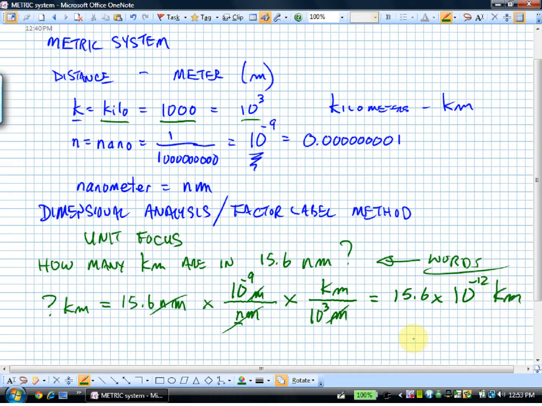And then to put it into standard scientific notation, I'm going to say 1.56 times 10, which is the same as 15.6, times 10 to the minus 12, or my answer is going to be 1.56 times 10 to the minus 11 kilometers. And the answer feels good to me because it is an incredibly small number, and that means there's going to be a tiny, tiny number of kilometers in that 15.6 nanometers. Good. Okay, thus ends the first lesson.